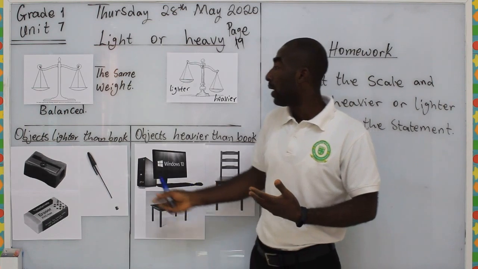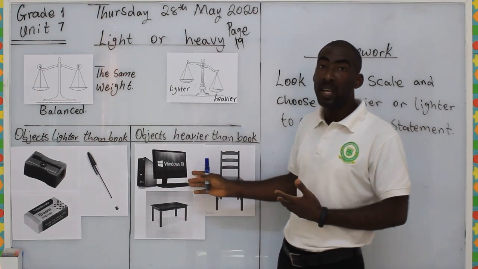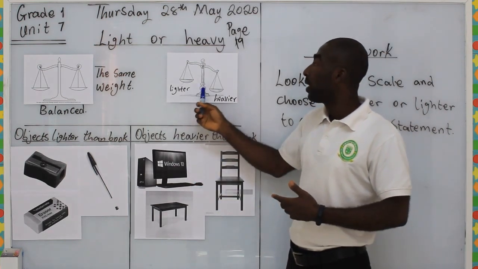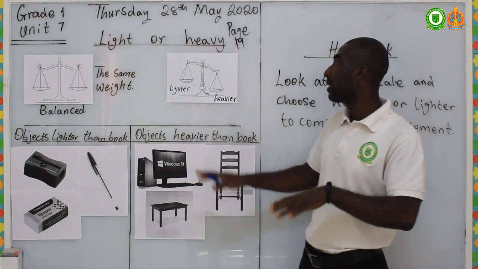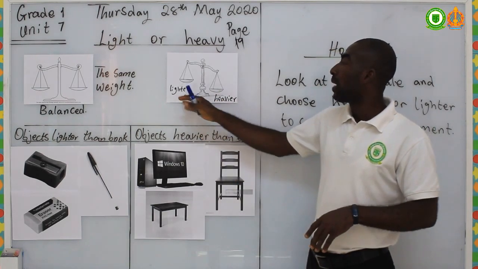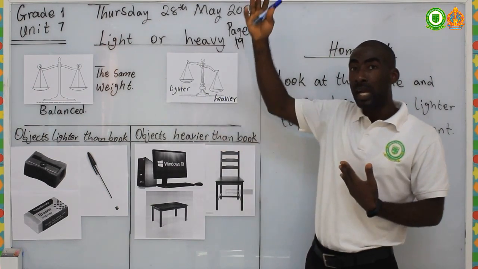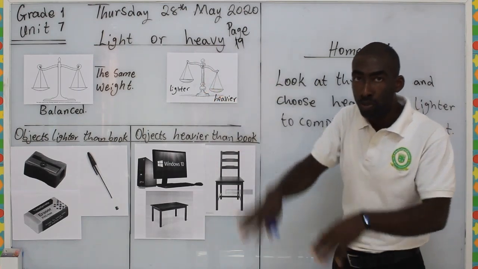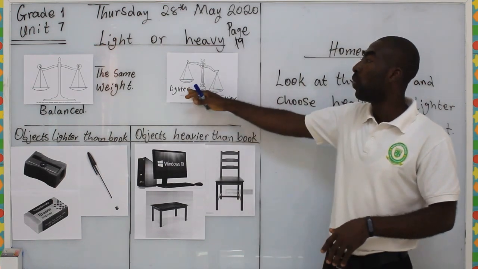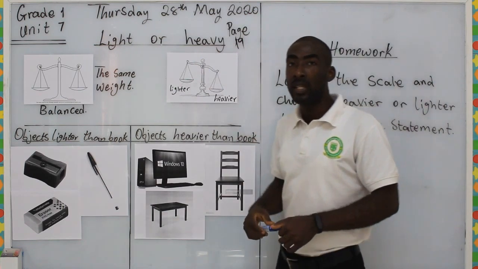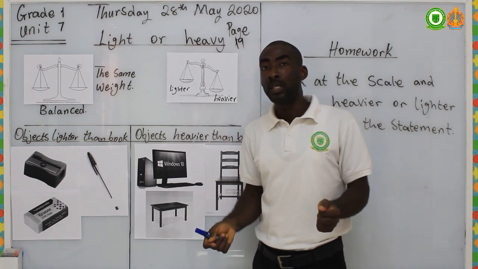We compared certain objects that are lighter than a book and certain objects that are heavier than a book. Over here, we also looked at how a scale can be unbalanced. When you say unbalanced, it means that it is not balanced. It means we have the lighter section and then we have the heavier part. So the lighter section goes up and the heavier object will draw the scale down. So where the scale is drawn down is where we have the heavier one, and where it is up is where we have the lighter one. There are so many objects that we can compare to know which one is lighter and which one is heavier.